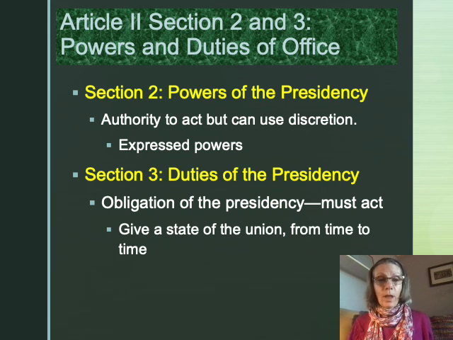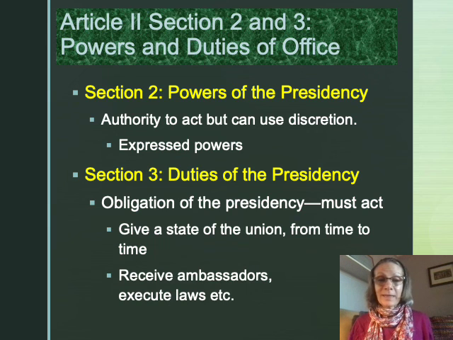So, for example, in Article 2, Section 3, it says that the president will give a State of the Union to a joint session of Congress from time to time. They don't have to do it every year, but they generally do it every year. And so that's an obligation that's placed on the president. The president also has an obligation to receive ambassadors from other countries and to faithfully execute the law. And if they fail to do that, then they are not living up to the obligations of the presidency that are outlined in Section 3.